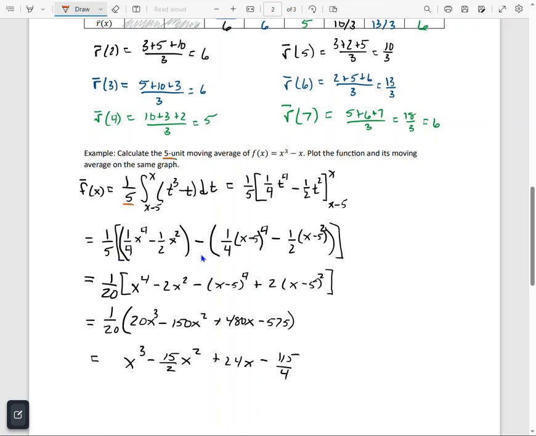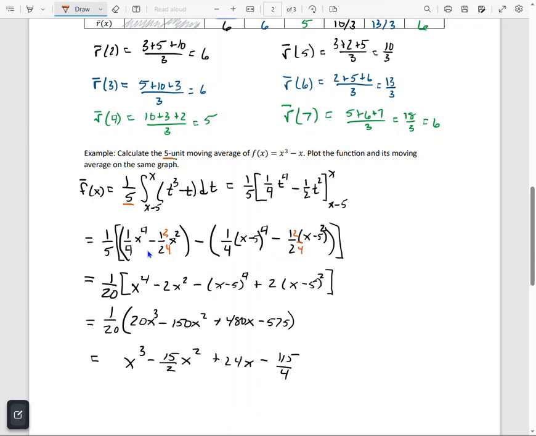I left my 1/5 out in front. And then I subtracted what I got when I put in x minus 5. Okay, now, I have a 5, a 4, and a 2 as denominators. So what I did is I rewrote everything as a 20. Actually I wrote these as 1/4. So I'm going to call this 2/4.